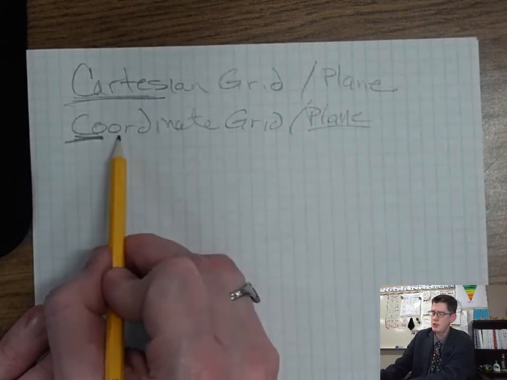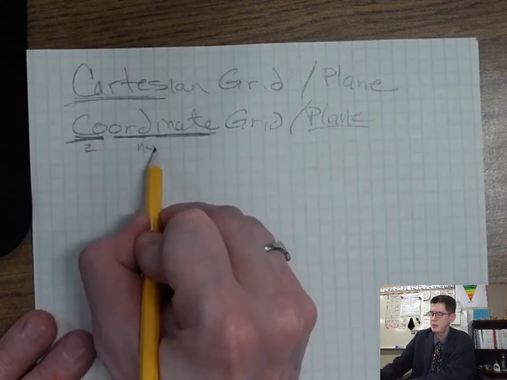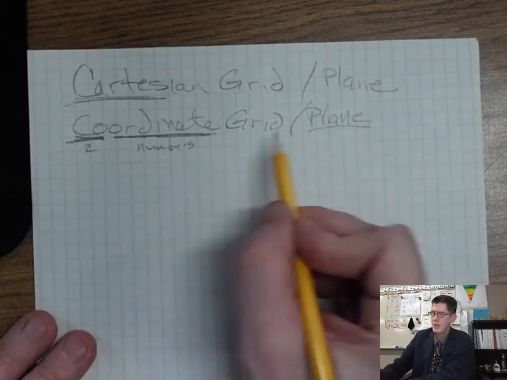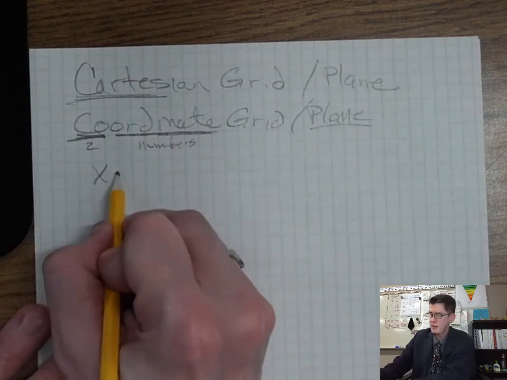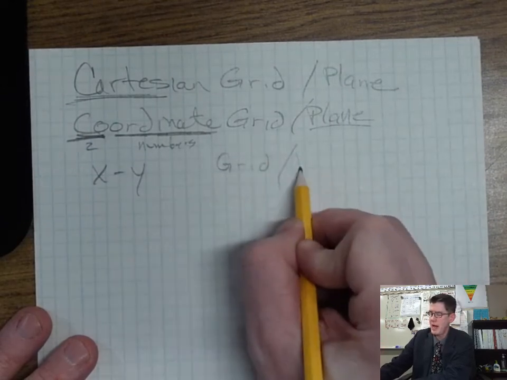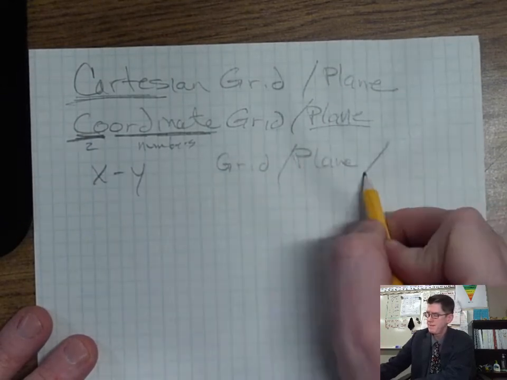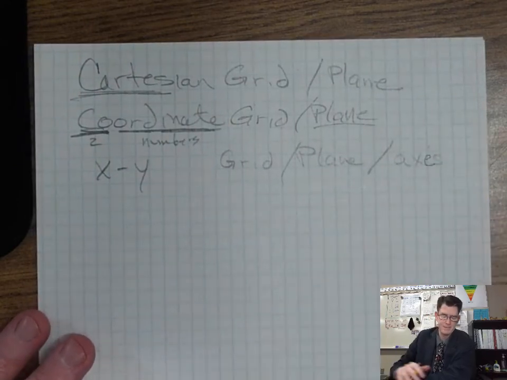Co means two. Ordinate means numbers, so it's got two numbers on this grid or plane. Sometimes it's called the XY grid or plane, or XY axes, because it's an axis, and the plural of that is axes.